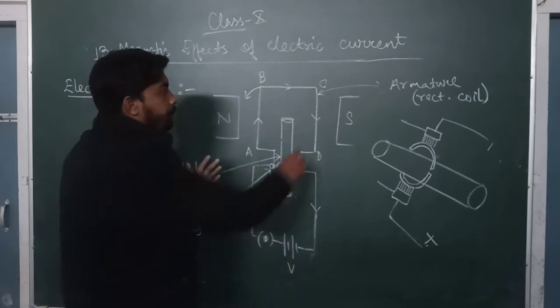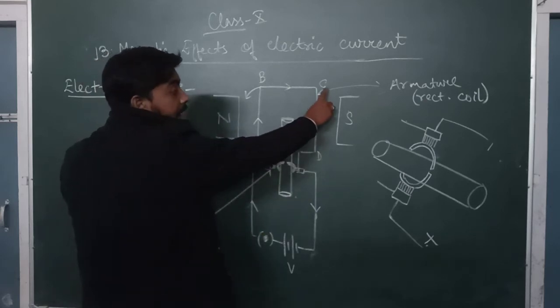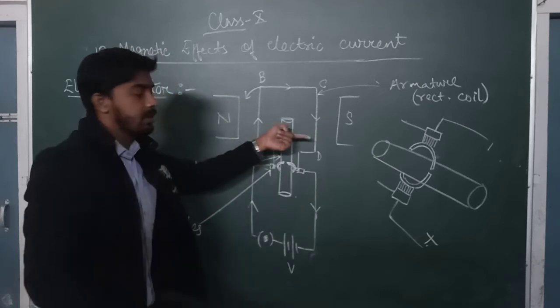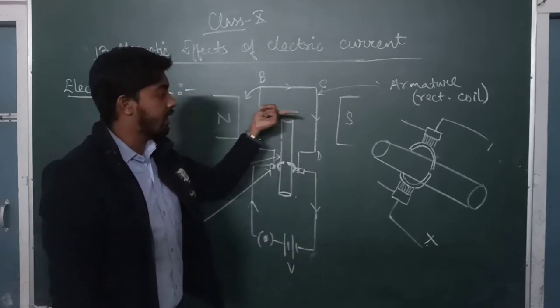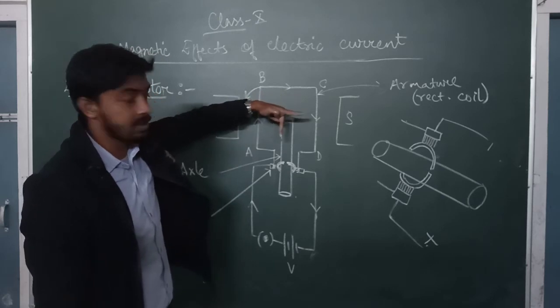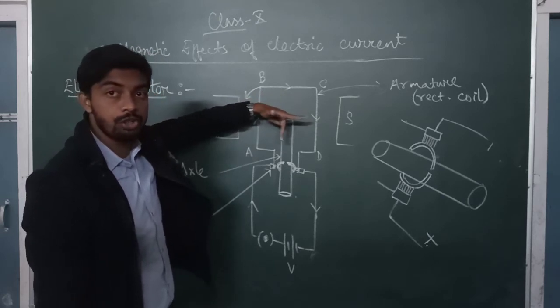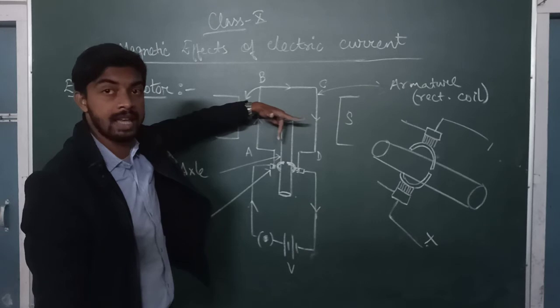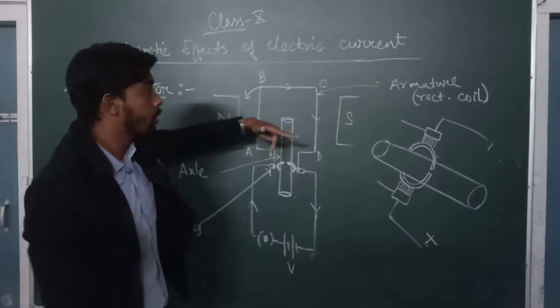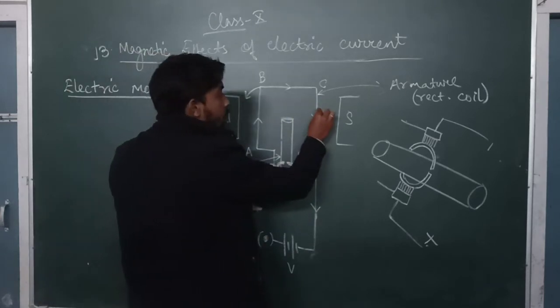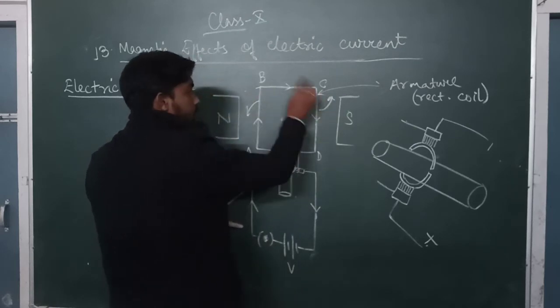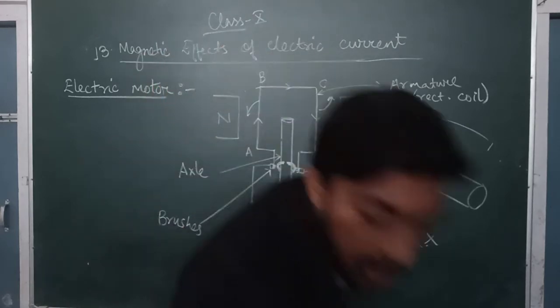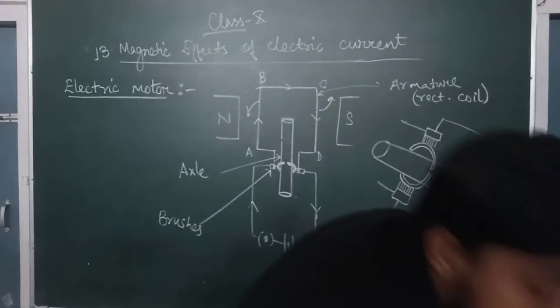Now let us see sides C and D. In this side, the magnetic field is going from north to south, the current is going downwards like this, and the thumb, which is showing the force, is pointing towards the camera. It's moving out of the board. So this side CD will flip up. This will go down, this will flip up. So basically it will work like this.